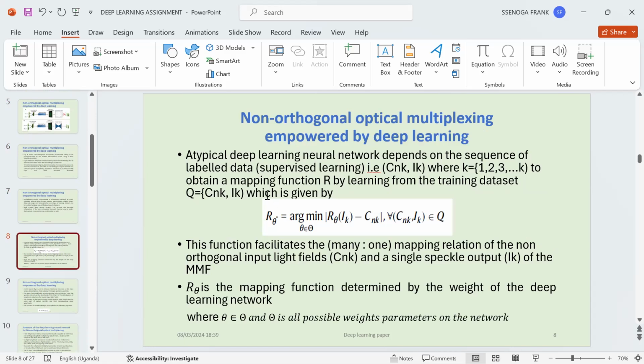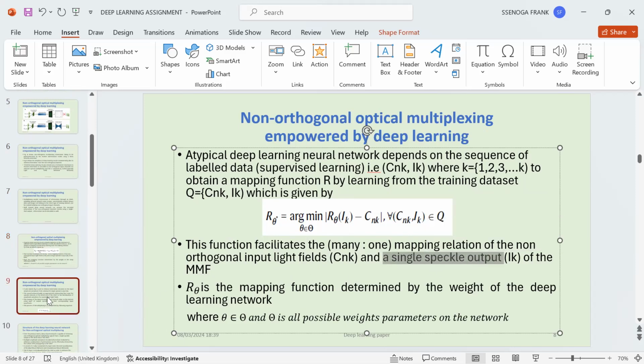Now there is this function here, this relationship here. It is used to map. It's a many-to-one relationship. It is used to map the many non-orthogonal optical light fields to one to be propagated onto an MMF cable, resulting in a single speckle output, I_k.